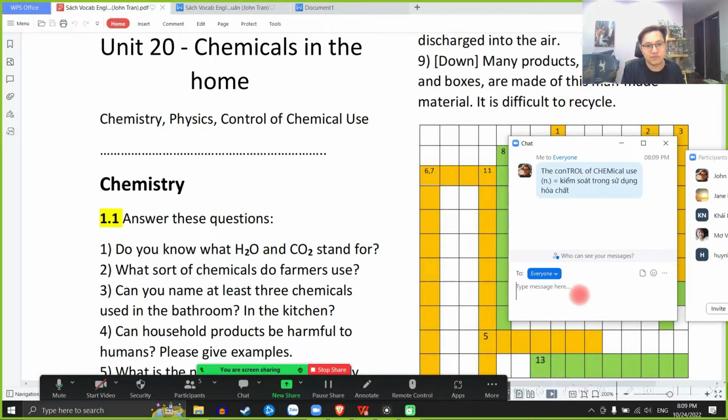And we have chemistry and physics. Remember, physics, there's an S after physics, you know? Why does physics have an S there? Because physics includes a lot of small fields in there.